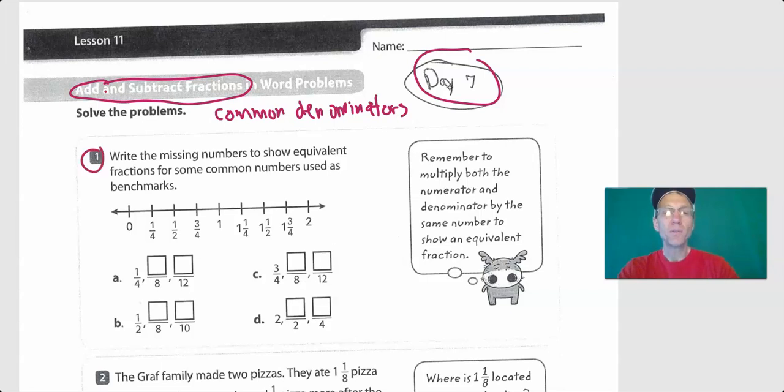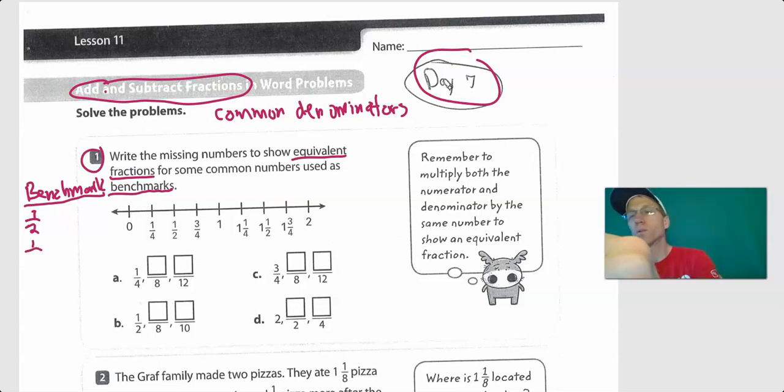Write the missing numbers to show equivalent fractions for some common numbers used as benchmarks. So we've seen that benchmark, that's just something you know. Like, you know what 1/2 a pizza looks like. You know what 1/4 of a pizza. Oh, let me put these in order here. Hold on.